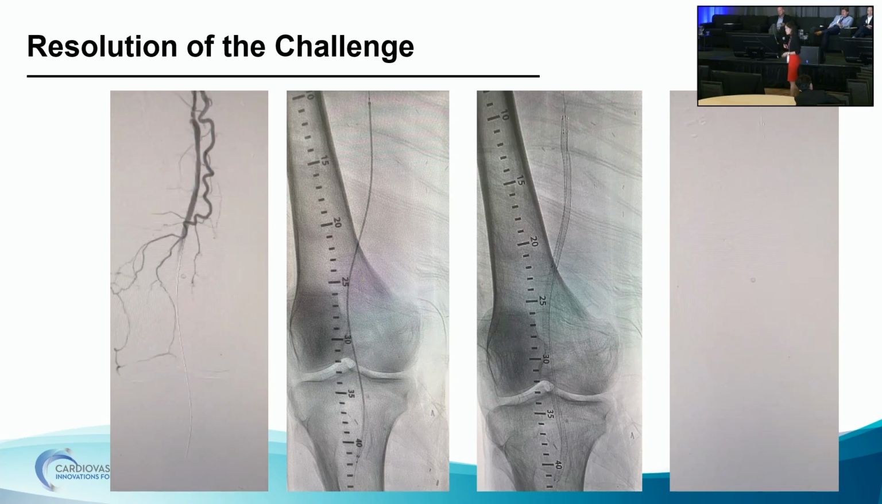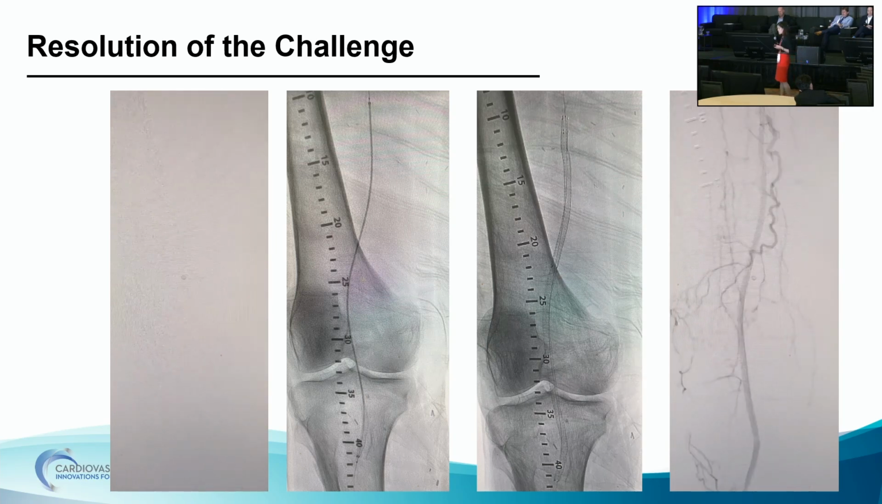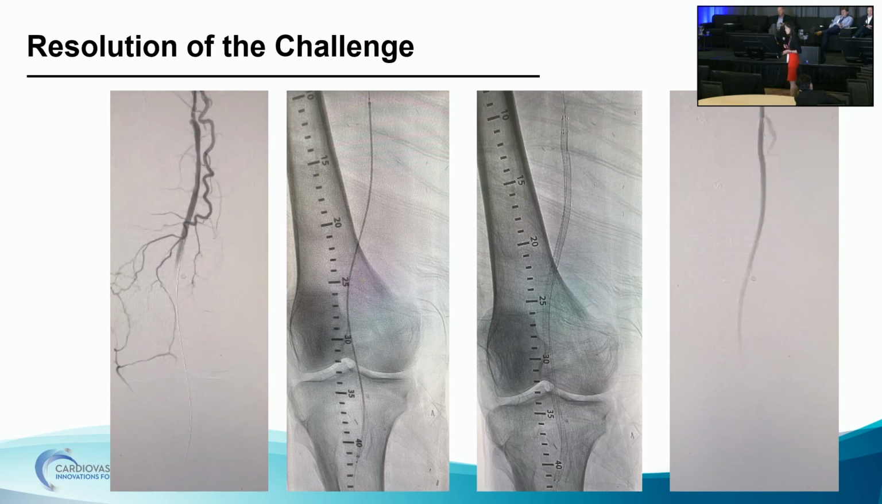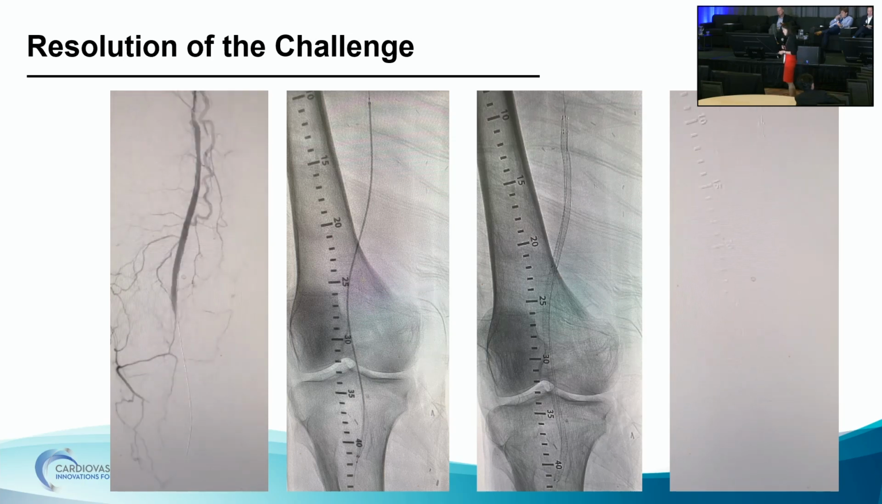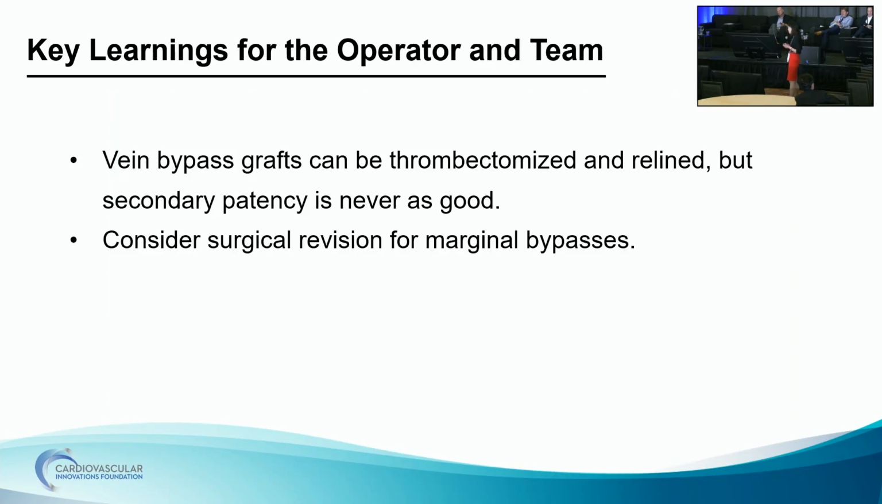So it is possible to thrombectomize and salvage these bypasses, but as I said, the secondary patency is never as good. This configuration stayed open for about a month, and then it occluded, and then we took him back to do a femoral to tibial bypass with contralateral reverse saphenous vein. So vein bypasses can be thrombectomized and salvaged, but it's important to consider surgical revision if you already know that vein bypass is kind of marginal.